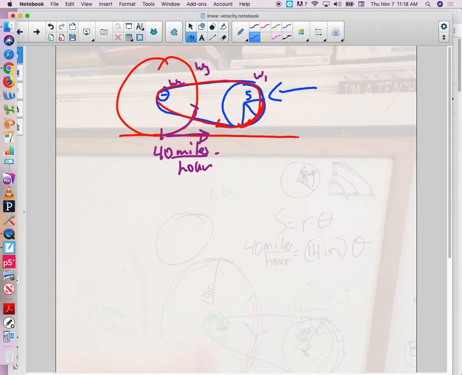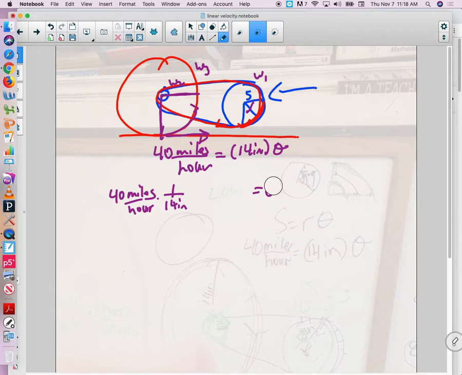Okay, so I'm going to say S equals R theta. I'm about to make your life a lot easier too. You're going to be shocked that I'm not going to change miles and inches into each other. But just be patient, okay? So I'm going to find theta. I'm going to find out the angular velocity of this big wheel, okay? So I'm going to say 40 miles per hour times 1 over 14 inches equals theta.